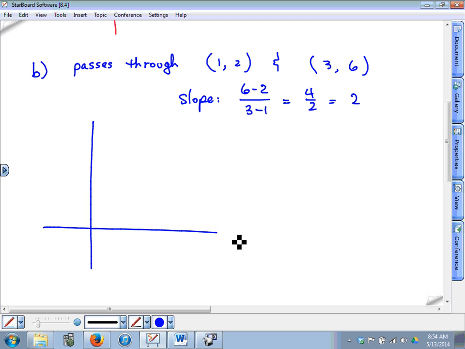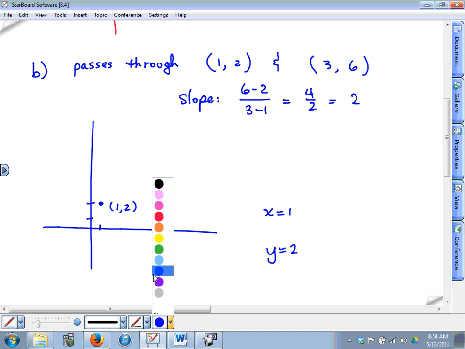Okay, we can do that, yeah. If we plot the first point, let's say we started at this one, for example. If we started at the point (1, 2), then x would equal 1 and y would equal 2. Now to go to the next point, we go over 1 unit and up 2 units, right? So we go over a factor of t and up a factor of 2t. So x equals 1 plus t, y equals 2 plus 2t.